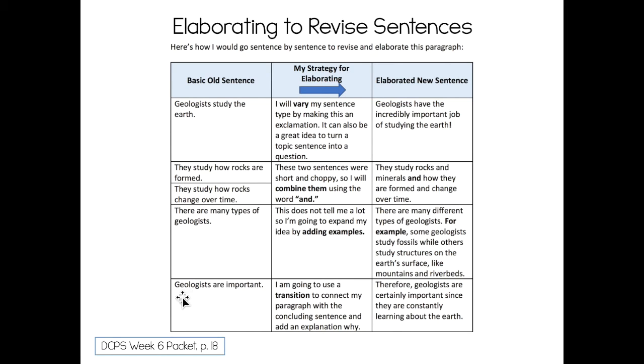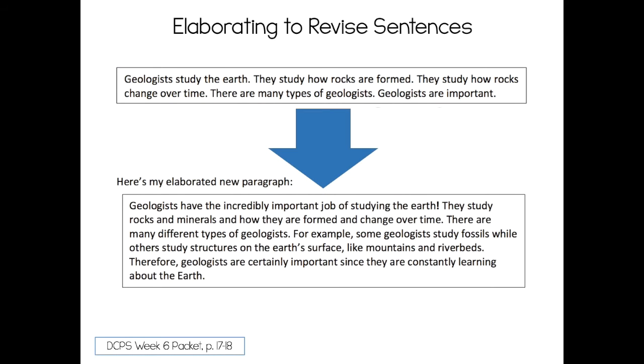And finally, our conclusion sentence: geologists are important. One strategy that we love to use is to add in one of our conclusion transition words. I am going to use a transition to connect my paragraph with the concluding sentence and add an explanation why. So we get our elaborated new CS. Therefore, geologists are certainly important since they are constantly learning about the Earth. So we can see that we started with this pretty basic, boring paragraph, but when we used our revision strategies, we got a much more detailed, interesting, and engaging paragraph that communicates this information more effectively to our reader.